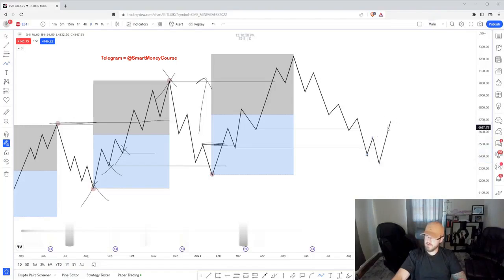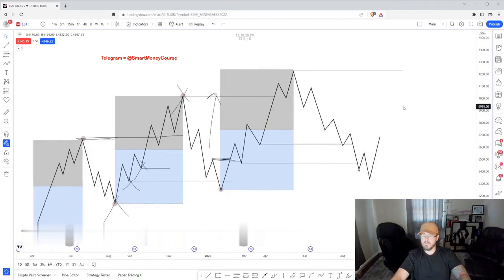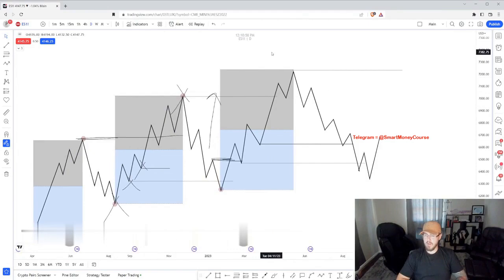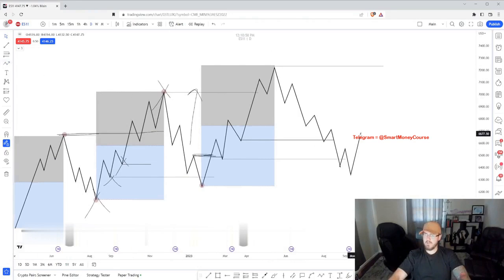With energy, and now you went from internal liquidity, now you're going to go to external liquidity. So I want you to start doing this on a daily time frame, and know that you can do this on every single time frame. So let's just say we have the daily, and we're doing this.